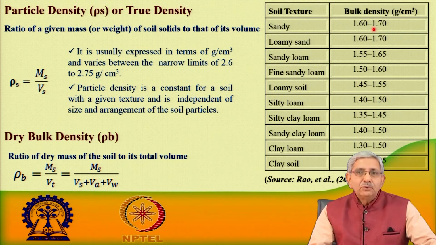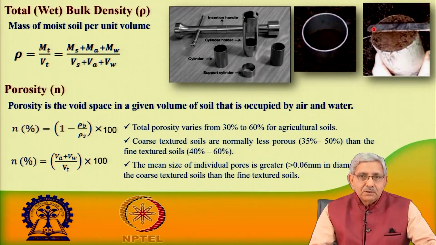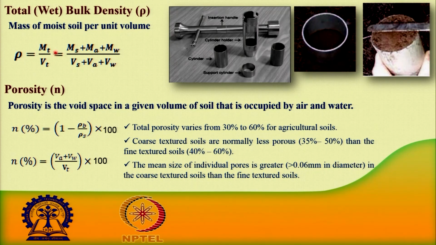These are used for several structural designs, for irrigation purposes, and for different purposes; the values of bulk density as well as particle density are used. Now, total bulk density: when we say total mass, it is mass of solid plus mass of air plus mass of water, and V T is the total volume. And then there are other terms depending on the void space, meaning air and water.